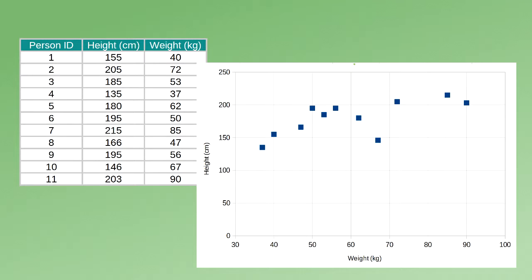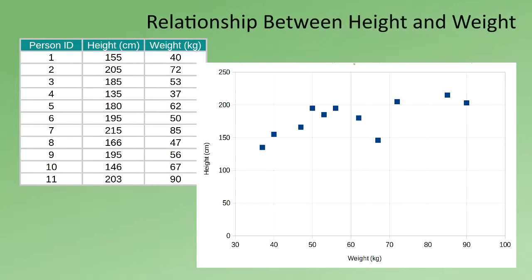This scatterplot shows a sample of 11 observations according to the relationship between height and weight. In the lower left-hand side of the graph, we see plotted individuals with relatively low height and weight. In the upper right-hand portion, we see individuals with relatively high height and weight.